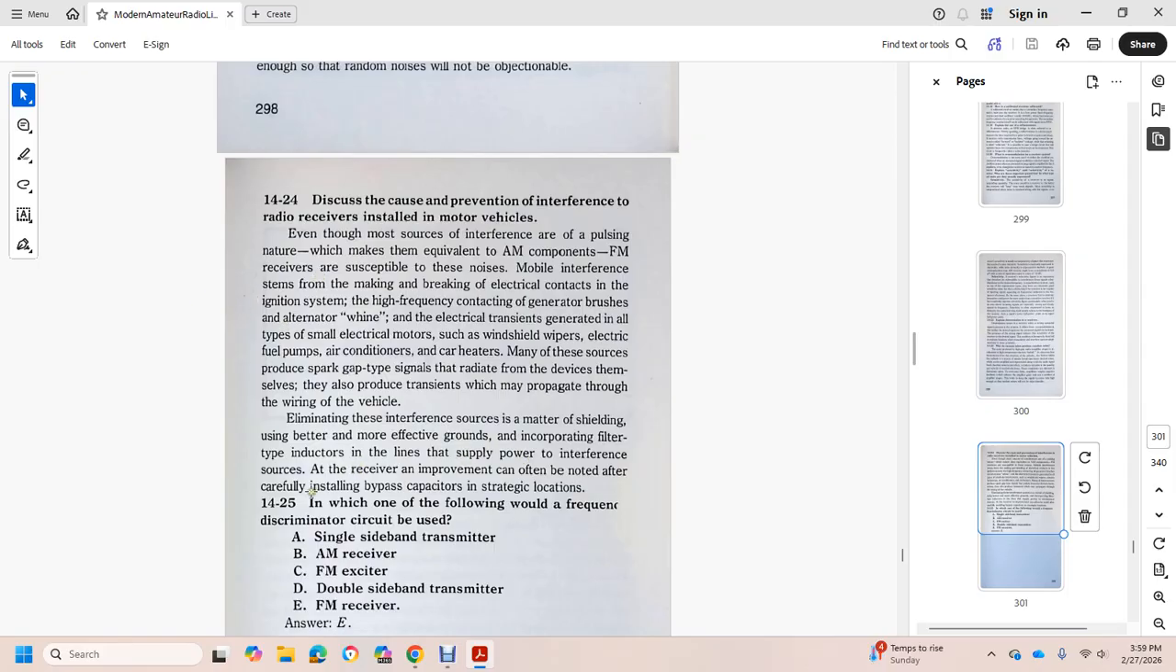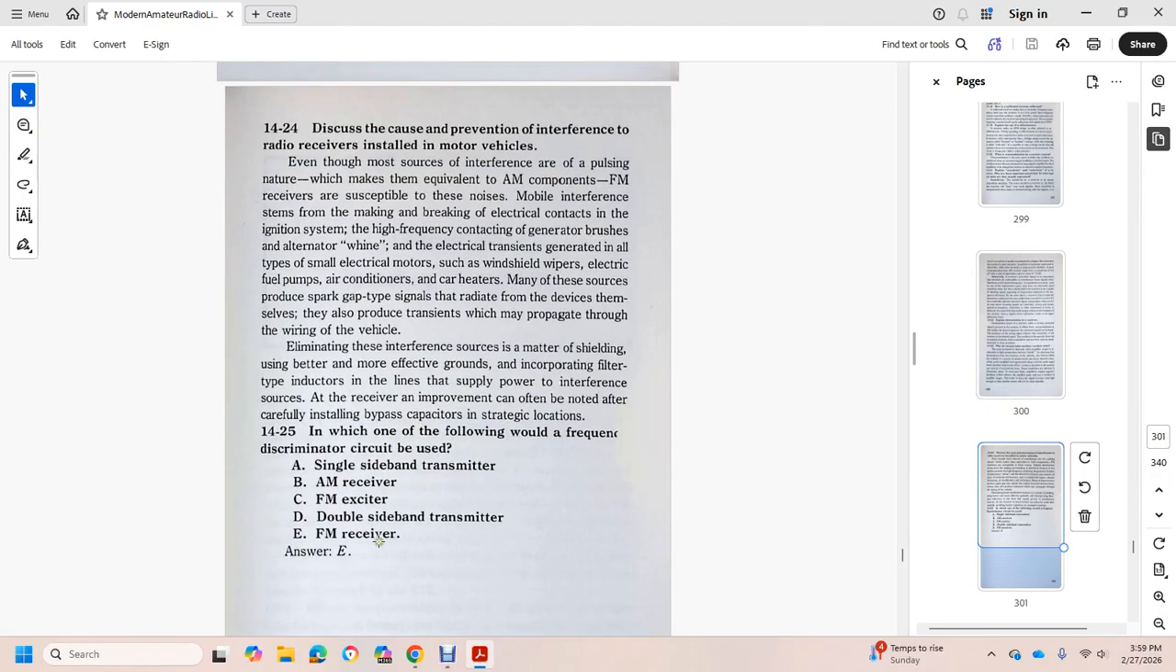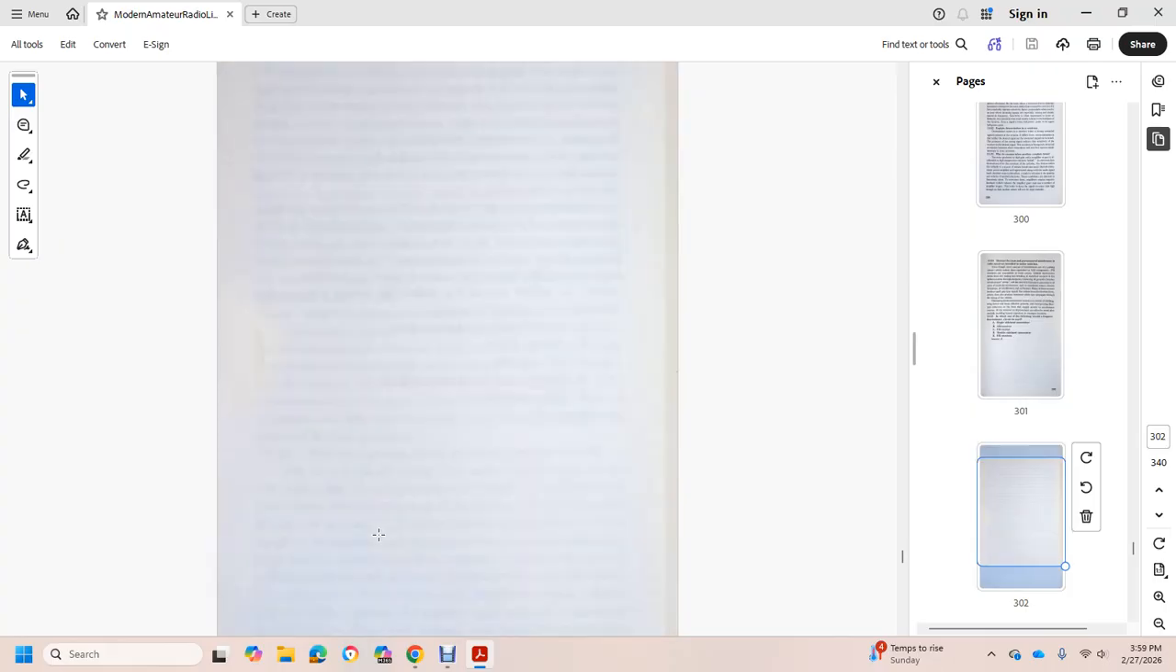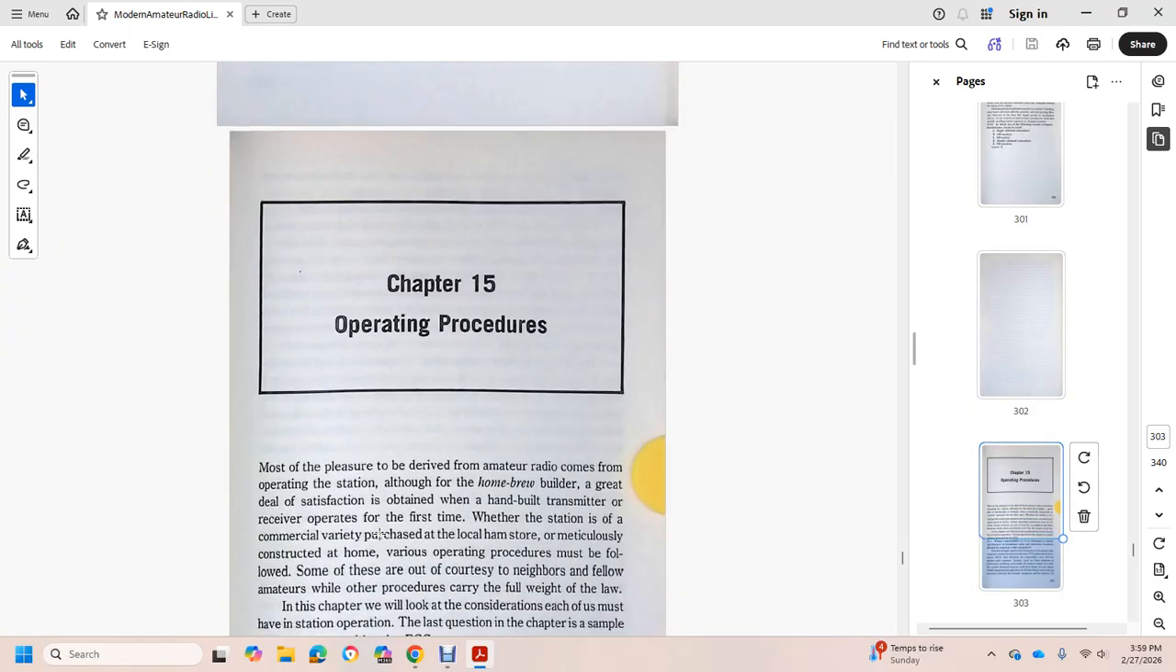425. Which one of the following frequency discrimination circuits is used in FM demodulators or seeker circuits? Chapter 15, Operating Procedure, and we're on page 303.